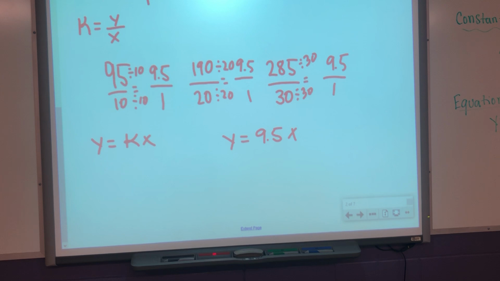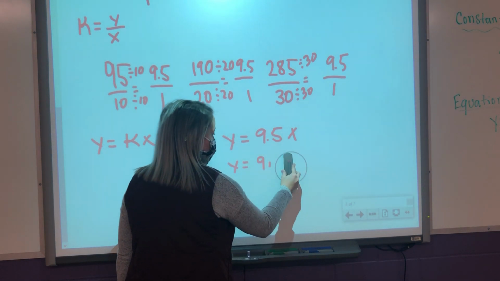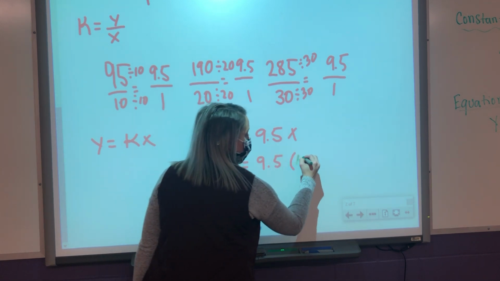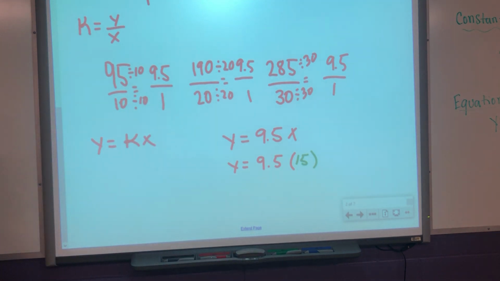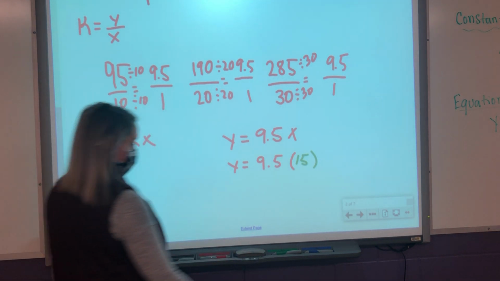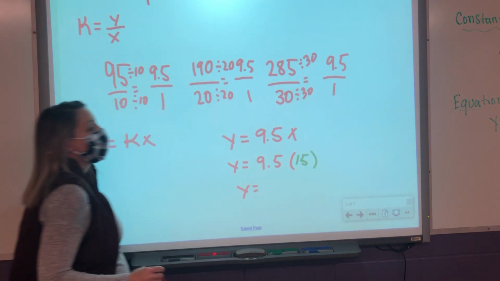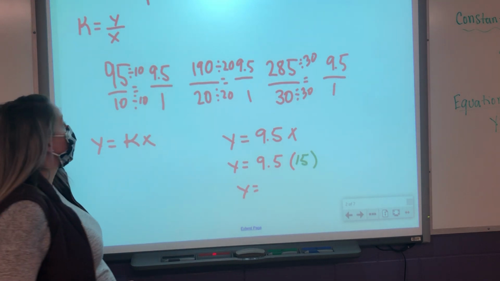Danica? Very good. So I take my equation, y equals 9 and 5/10, and multiply by the number of minutes. Our number of minutes is 15. Okay, so how many calories does she burn after 15 minutes? Everyone? 142 and 5/10.